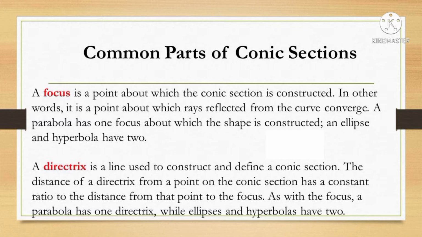While each type of conic section looks very different, they have some features in common. For example, each type has at least one focus and directrix. Focus means a point about which the conic section is constructed. In other words, it is a point about which rays reflected from the curve converge. A parabola has one focus about which the shape is constructed. An ellipse and a hyperbola have 2.